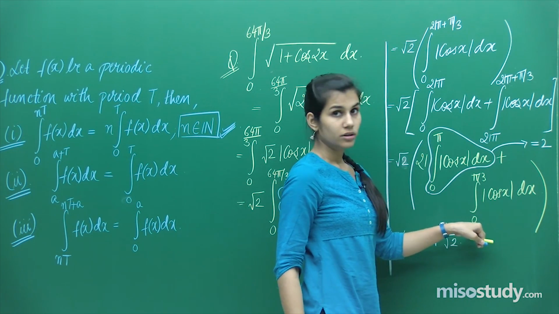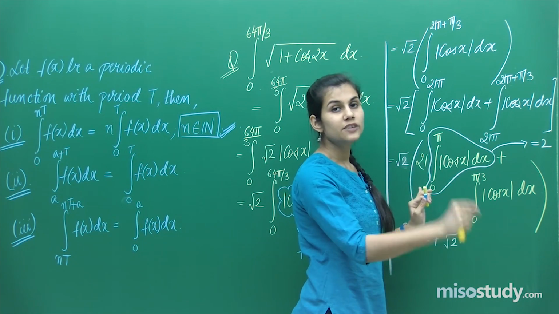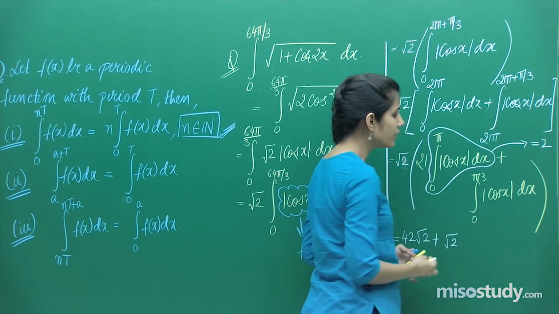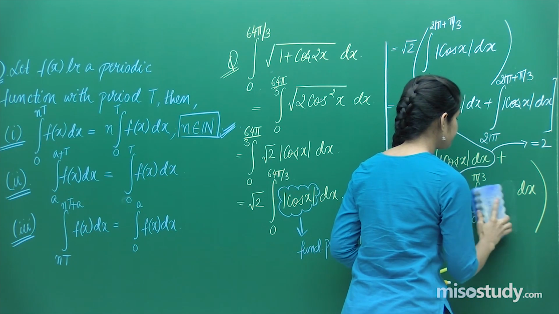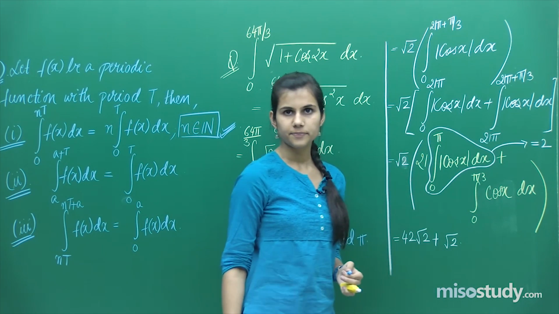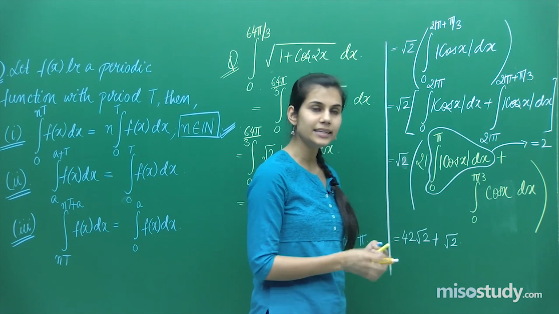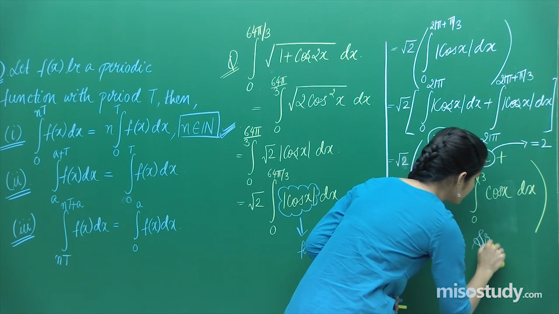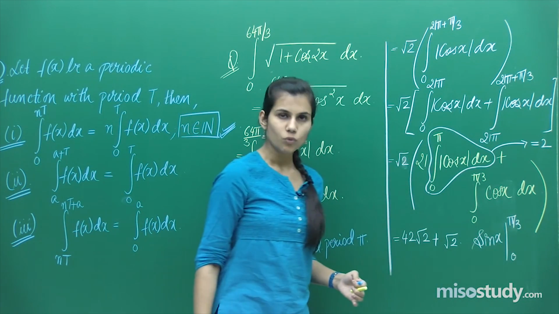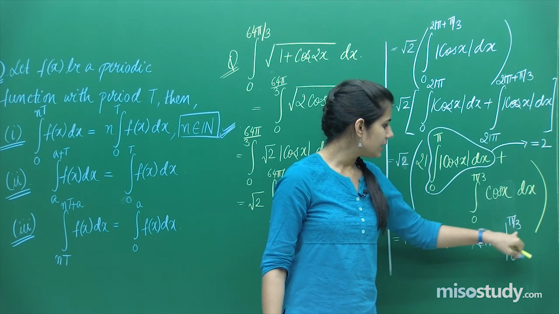Now, from 0 to π/2, the cos function is positive. So, if from 0 to π/2 it's positive, π/3 is less than π/2, definitely from 0 to π/3 also it's positive. So, |cos x| is going to just become cos x. There will be no modulus, it will just be cos x. Once this has become cos x, I know integration of cos x is nothing but sin x. Apply the limits from 0 to π/3. What you obtain is 42√2 plus √2 into (sin π/3 minus sin 0).